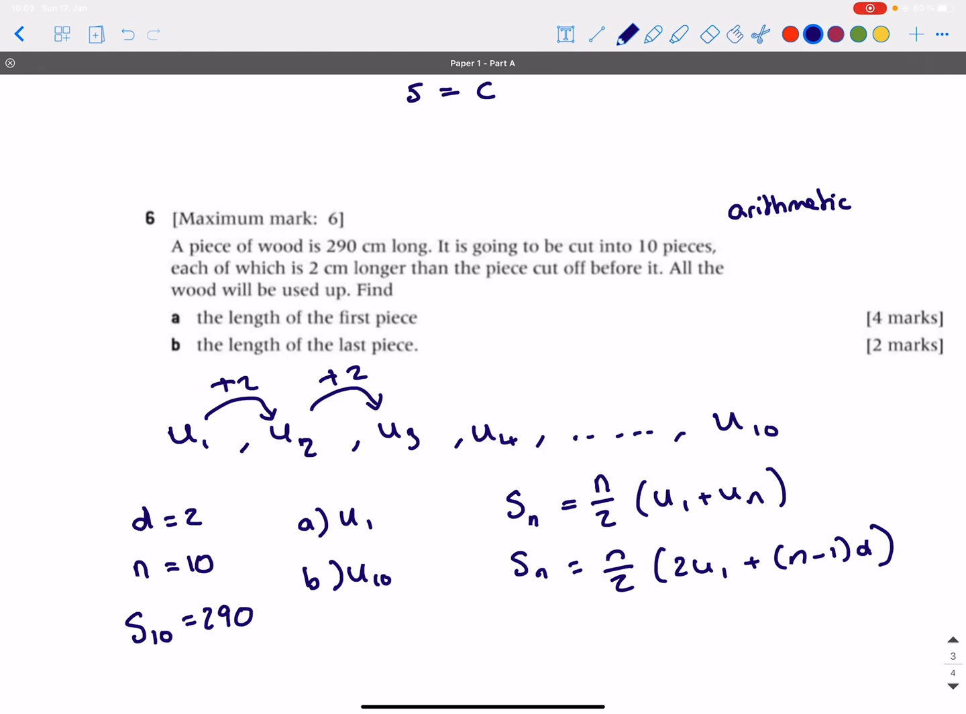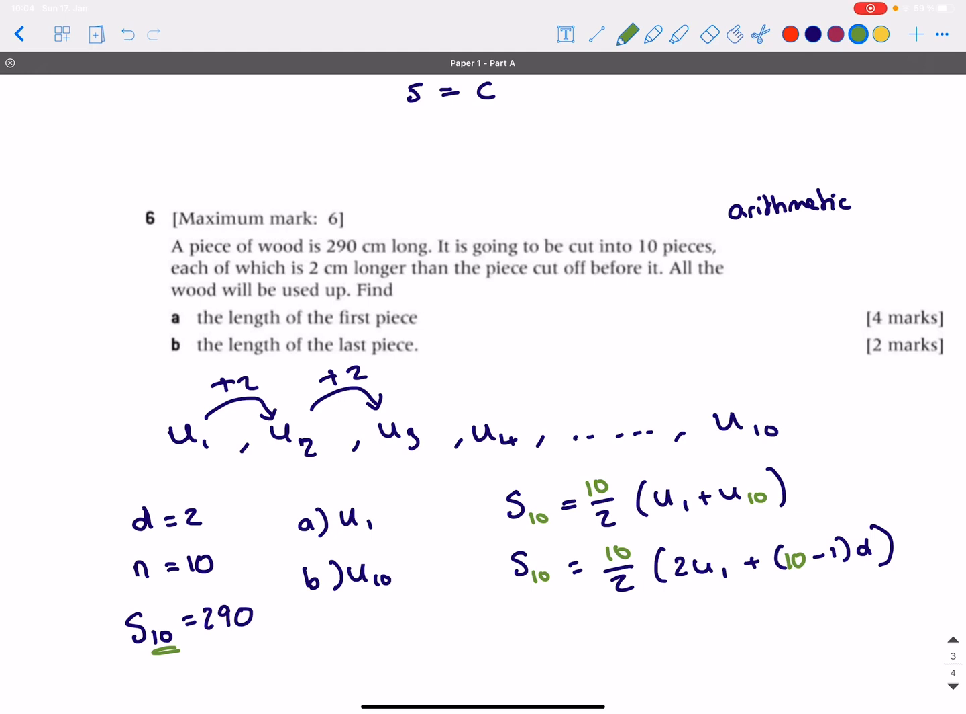Now, looking at what I'm trying to find here, first of all I'm going to go through with a little tiny eraser and replace my n with 10, because I'm trying to find S10 and not Sn. So I'm going to rub out all of the n's, and replace them with this 10 instead. So S10 equals 10 over 2 (2U1 plus (10 minus 1)d). There we go.